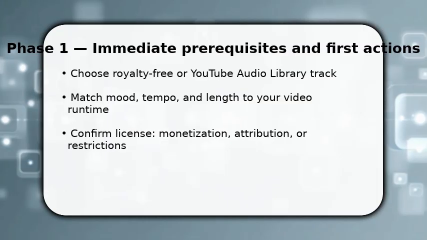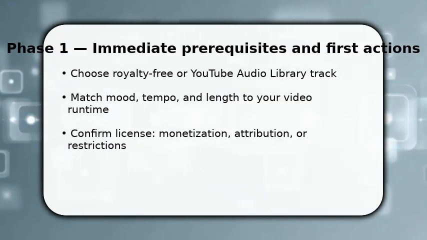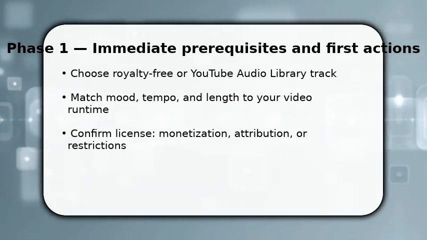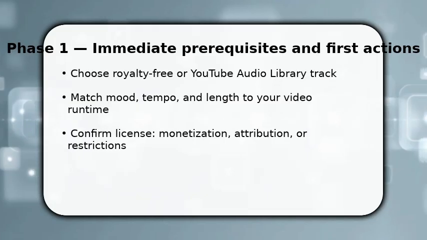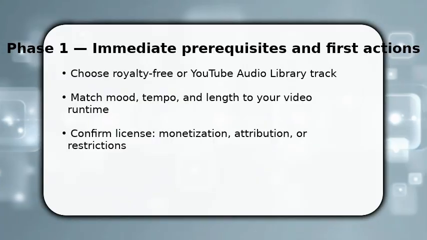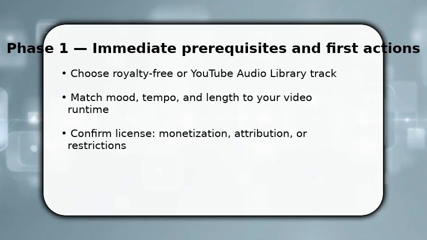You start by selecting the audio and confirming rights. Pick a track from YouTube Audio Library or a license source. Make sure the mood and tempo fit your visuals and trim the clip to approximate runtime before import. Once done, keep a copy of the license or attribution text handy because YouTube may require it.